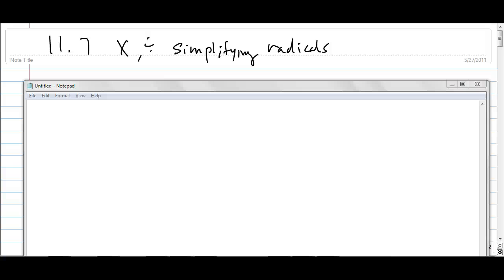Okay, today we're going to learn how to multiply and divide and simplify radicals. That's what we're going to work on today. We've actually done this before, so it's not that different, especially multiplying and dividing square roots, right? But the part where people have the most trouble is simplifying. So let's remember the rules.